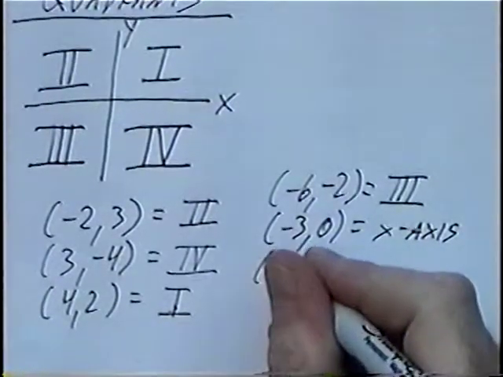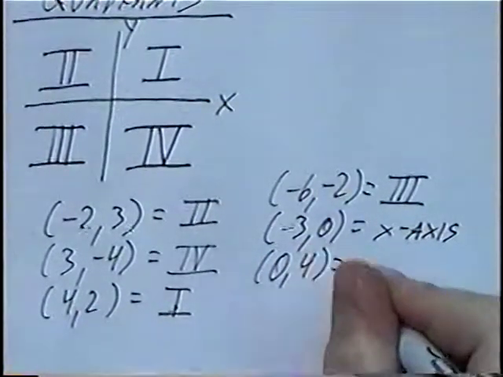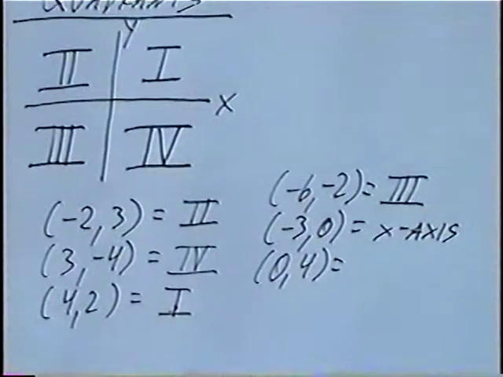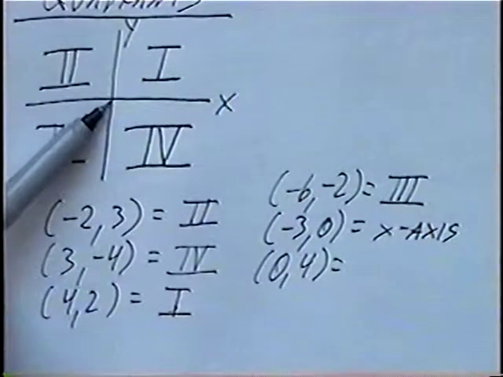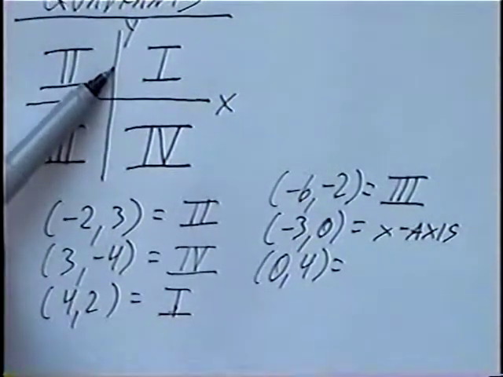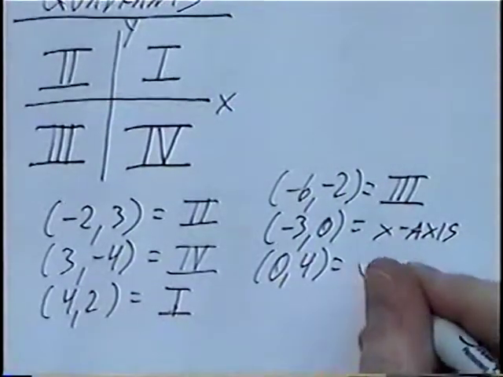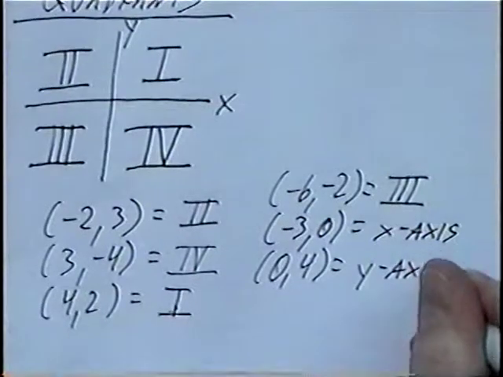Next point, 0, 4. 0 for the x again would be in the middle. 4 would be 4 spots up, but it's not quadrant 2 or quadrant 1. It's on the y-axis, so the answer would be y-axis.